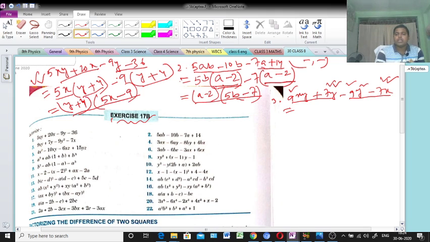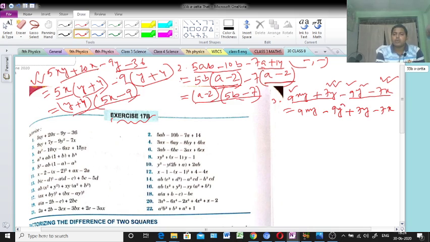Okay, now see. At first we will arrange it: 9xy plus 7y, 9xy plus 7y. I am writing the third term. Clear? We should write the third term. So 9xy minus 9y. Writing the third term means the first and third will be together. And the second and last, 7y minus 7x, those together.